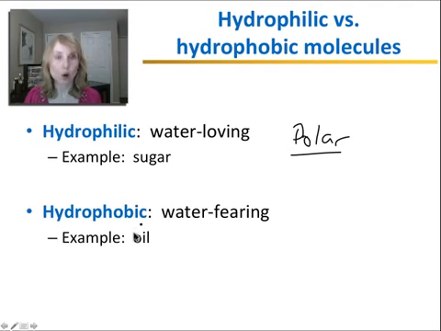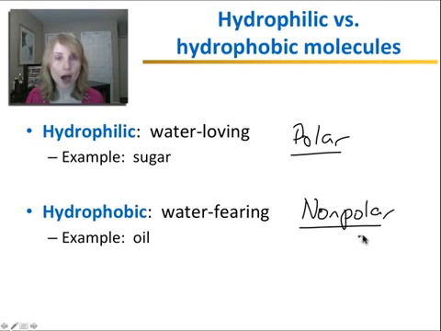An example is oil. And if you've ever tried to make a dressing out of vinegar and oil, you probably realize that the oil has a really difficult time mixing with the aqueous vinegar. So hydrophobic molecules are all nonpolar. Any nonpolar molecule cannot interact with water because it doesn't have the ability to form hydrogen bonds with water.